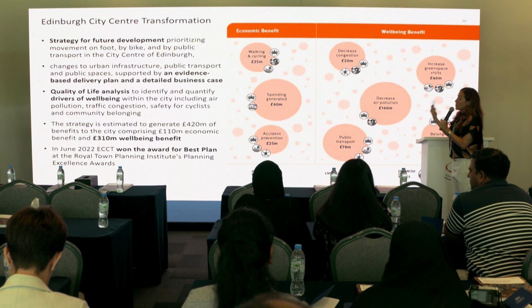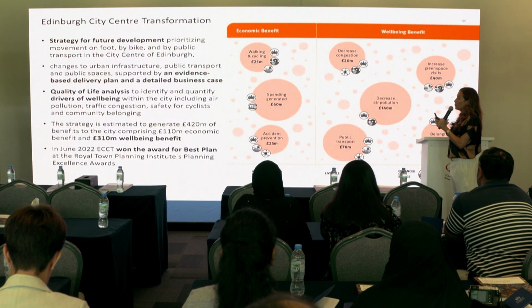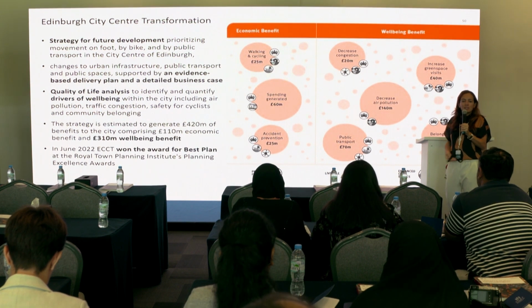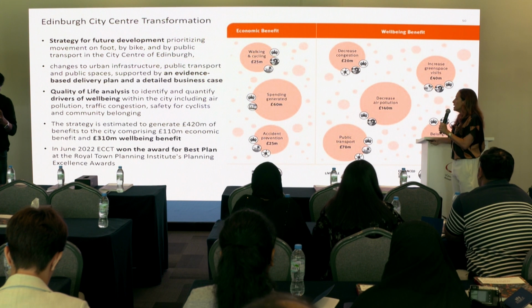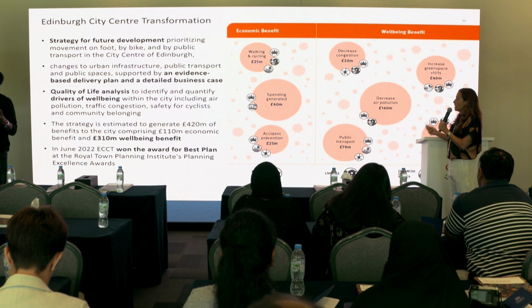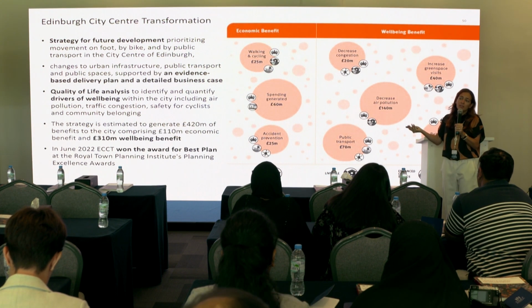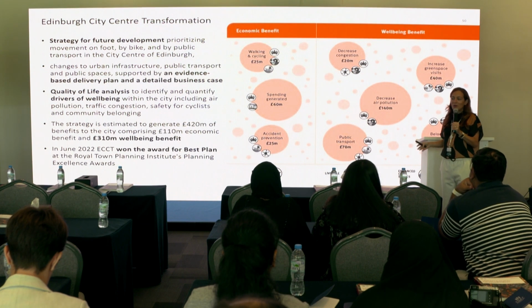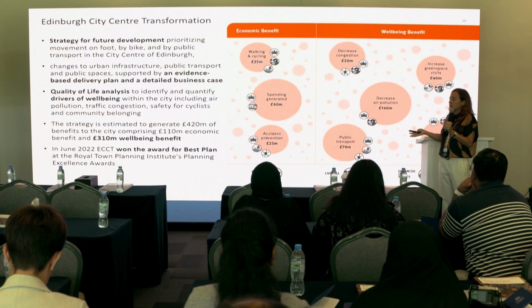So their strategy on improving the quality of life in the city was estimated to generate 420 million pounds of benefits to the city, because who doesn't want to live in an inclusive city that facilitates life for not just the people living there, but for people that are even visiting? Comprising 110 million pounds of economic benefit and 310 million pounds of well-being benefit. And this actually led them to win an award. So from a tourism perspective, I want to go to Edinburgh now. I want to see what this is about. From an investor perspective as well, it's like, well, let's go learn and see what worked, what didn't work.